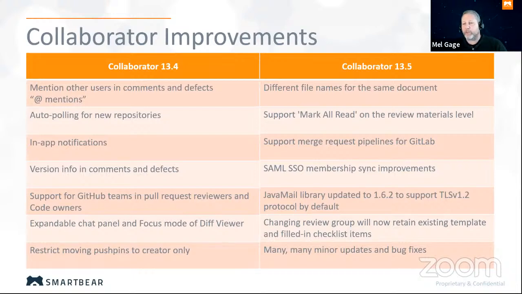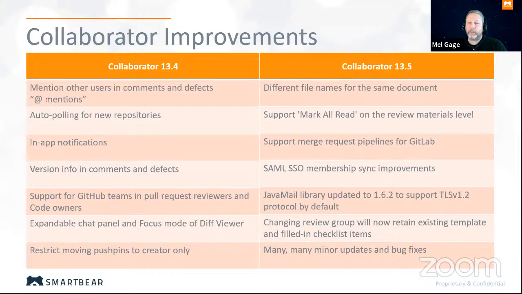We're supporting merge request pipelines for GitLab. This is tied directly into GitLab pipelines through your pipeline YAML files. You can specify merge onlys to require that Collaborator review as well, in addition to the standard pipeline features that you're used to in our pull requests.